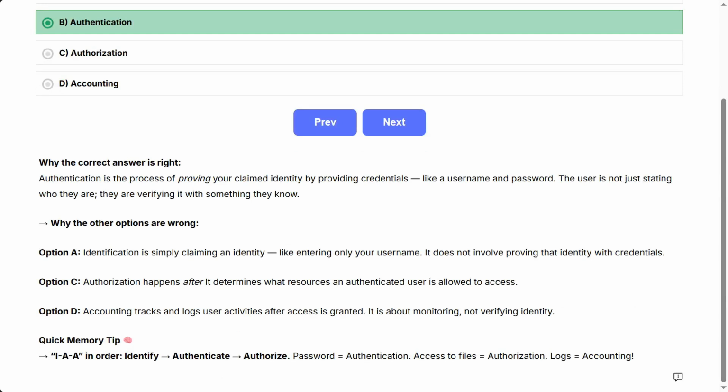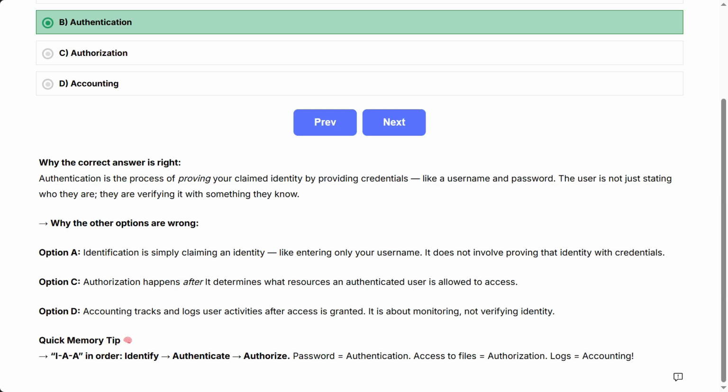Why the other options are wrong? Option A. Identification is simply claiming an identity, like entering only your username. It does not involve proving that identity with credentials. Option C. Authorization happens after authentication. It determines what resources an authenticated user is allowed to access. Option D. Accounting tracks and logs user activities after access is granted. It is about monitoring, not verifying identity.